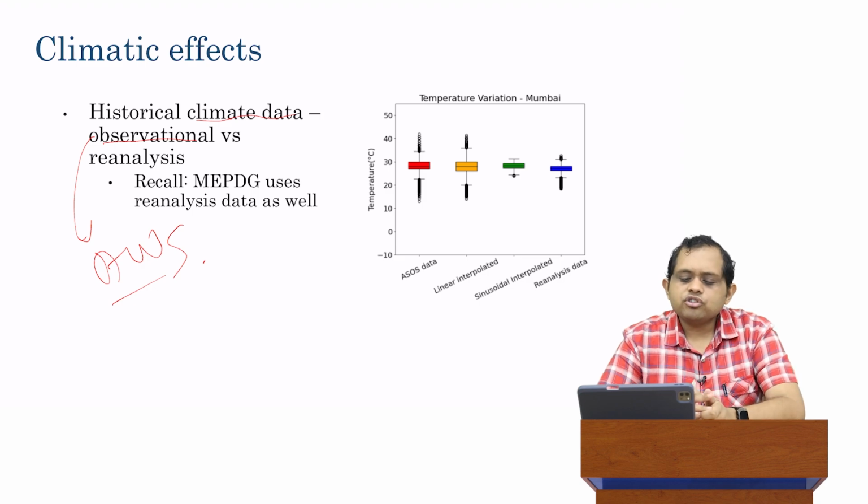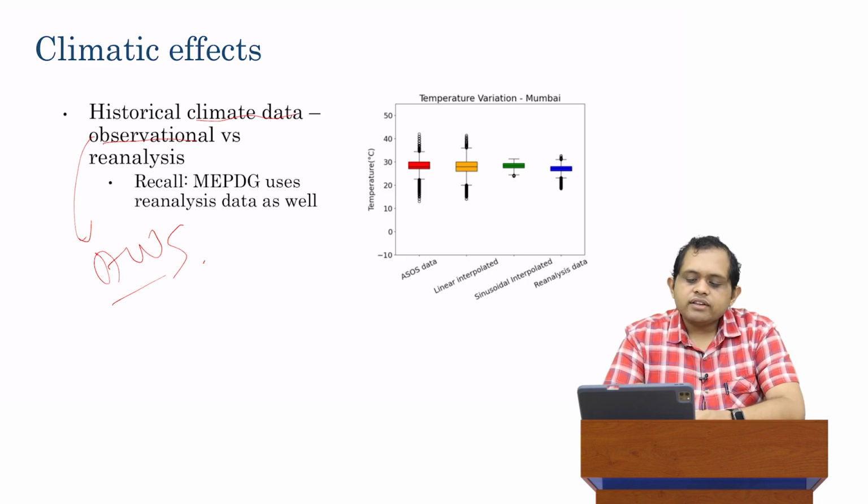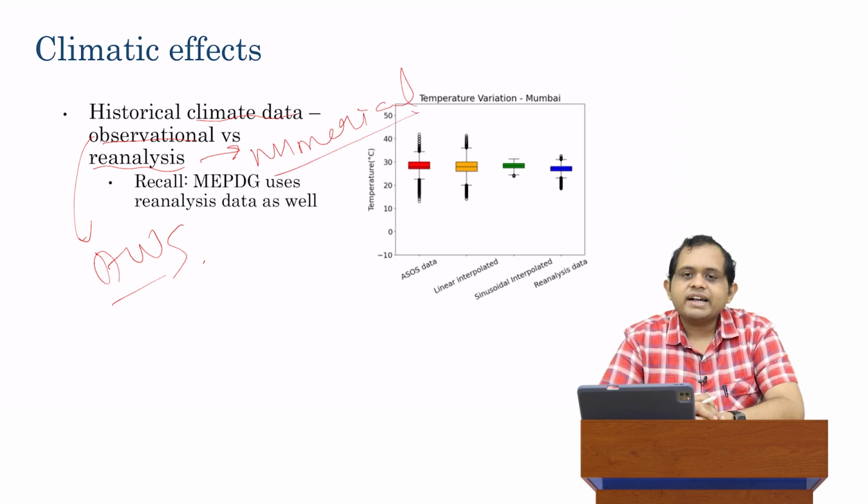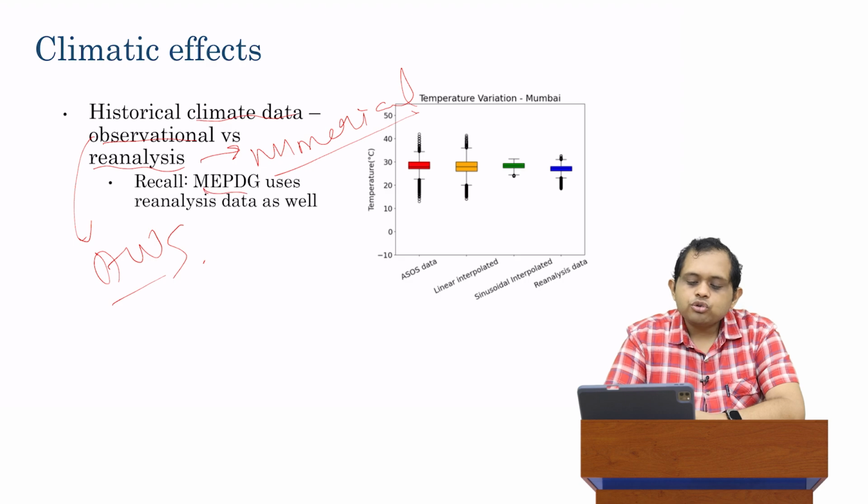There was a fair amount of issues with data cleaning, etc. So instead, we had the other choice to use reanalysis data. I've pointed this out before in one of the earlier lectures on MEPDG. Reanalysis data is sort of numerical data, but it has been validated very, very carefully, and from a scientific perspective, it's very solid data. It can be used pretty well for design purposes. In fact, MEPDG also uses reanalysis data.